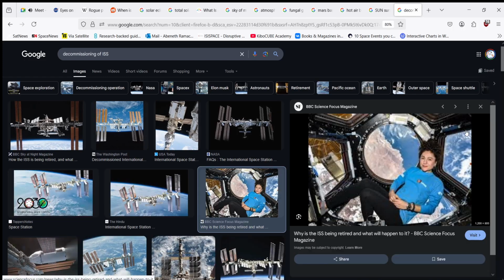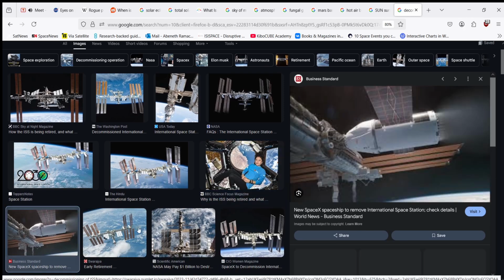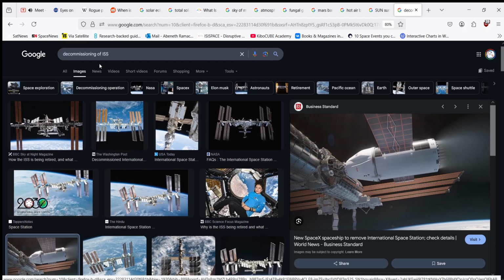Somebody asked what is the window available in the International Space Station. This is called the cupola. This entire space station will be brought down in the 2030s. They will use powerful rockets, attach them to the International Space Station, and send it to the Pacific Ocean.